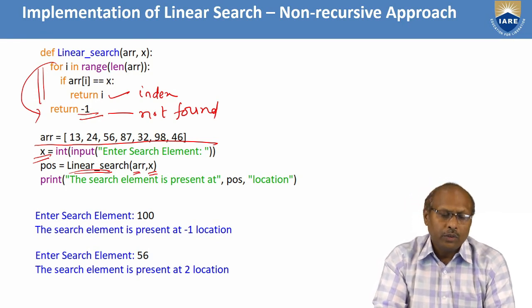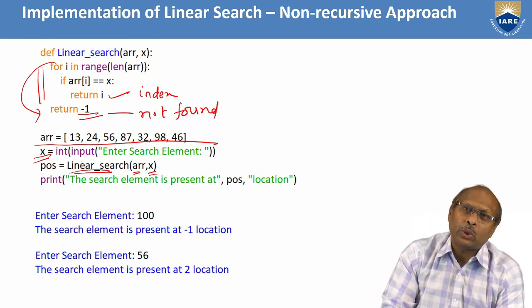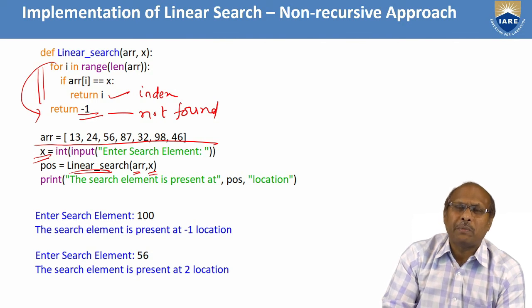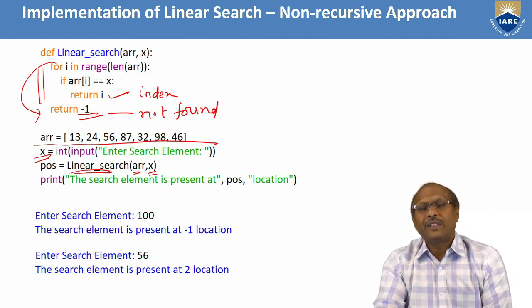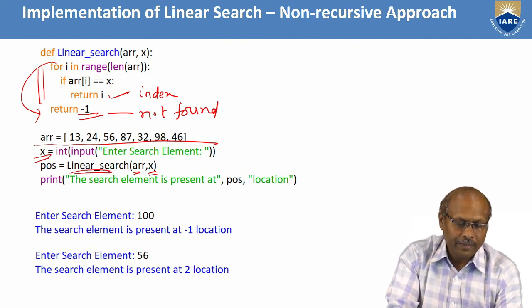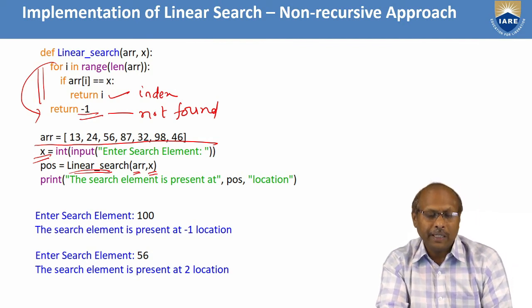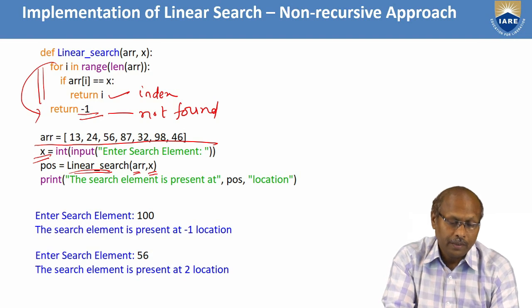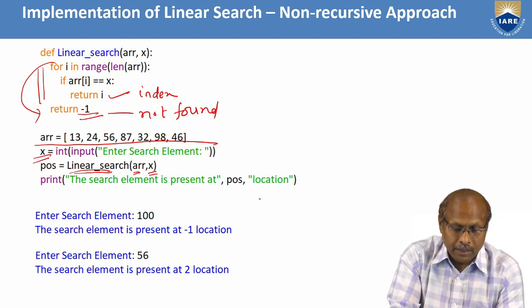So you may ask a question, sir, why -1? Why not -2? Of course, you can write -2 also. You can write -9 also. Whichever is not available in the list. Because -1 is not there in my list. So here I am expecting that -1 should not be in the list. If it is -1, then you can say it's not found.